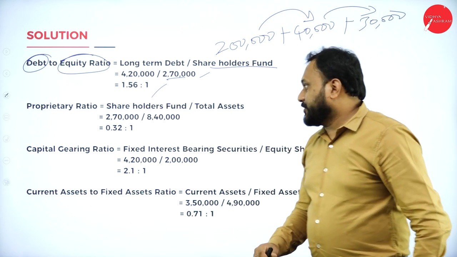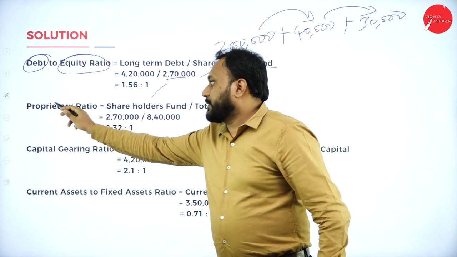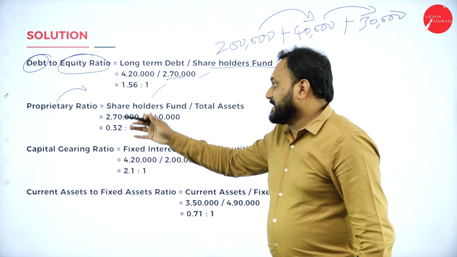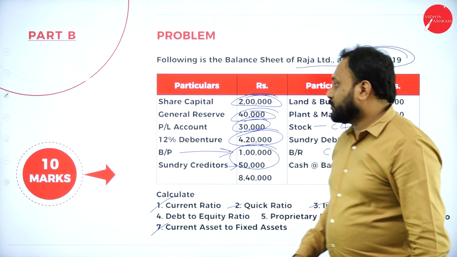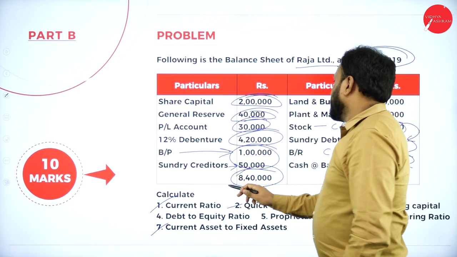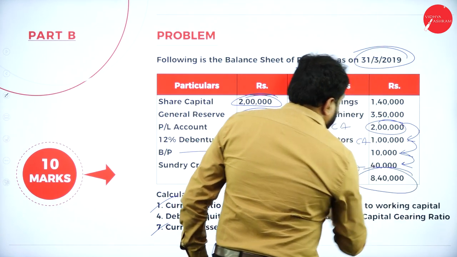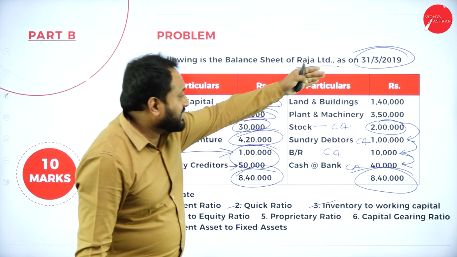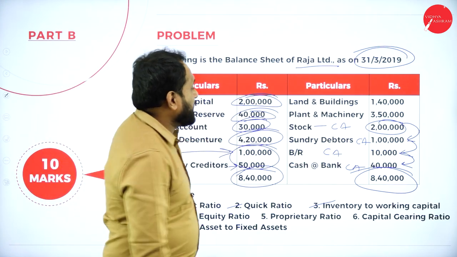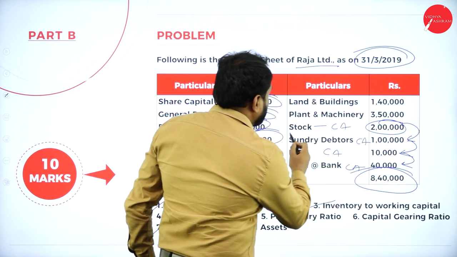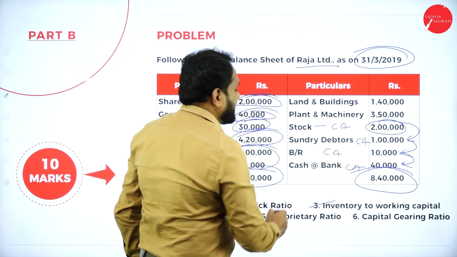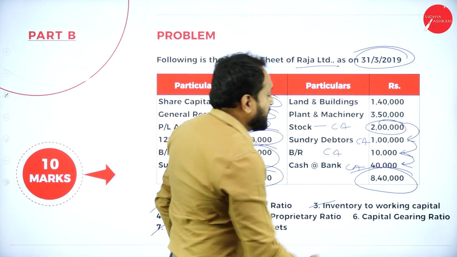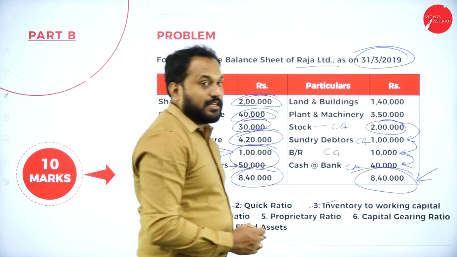Next, proprietor ratio. When we go with proprietor ratio, proprietor in the sense the shareholder fund divided by total assets. Now, total assets in the sense, only this side you have assets. Land and building, plant and machinery, stocks, sundry debtors, bills receivable, cash at bank. All these are your assets. Your total asset is how much? 8 lakh 40,000.